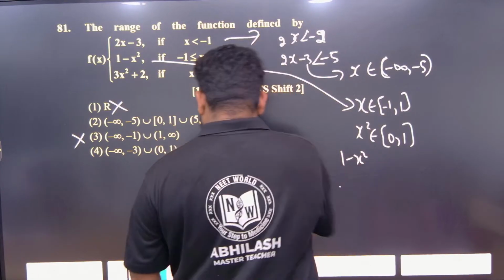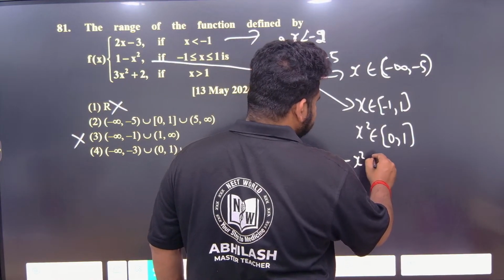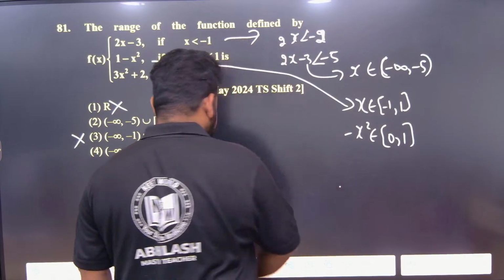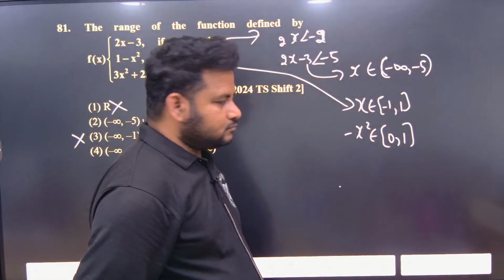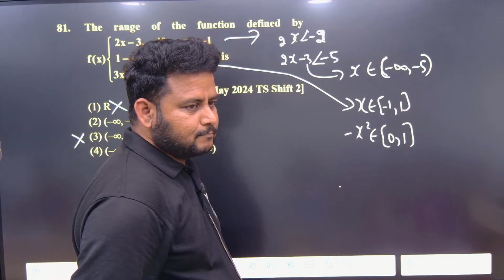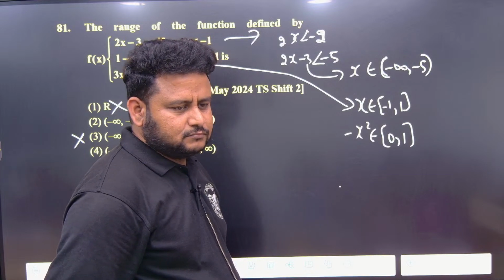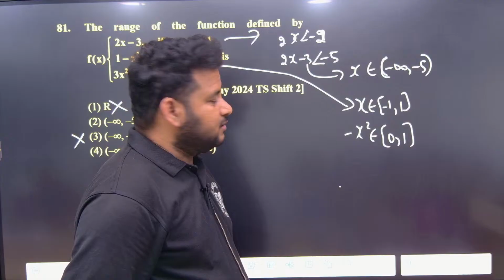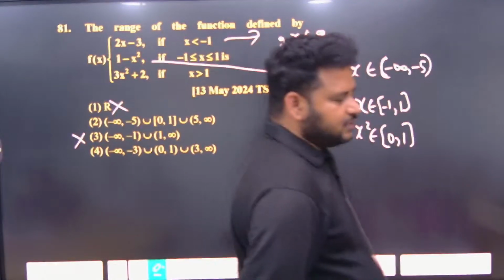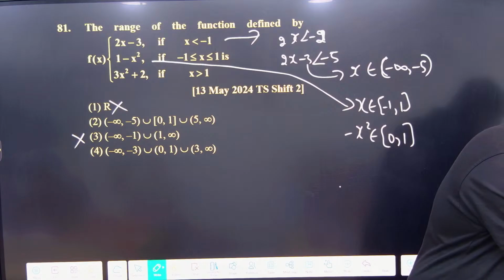Or if I take minus x square, see, minus x square belongs to what? Please focus, don't sleep. See, x belongs to minus 1, 1. X square belongs to what? Tell me. Minus x square will become minus 1, 1.